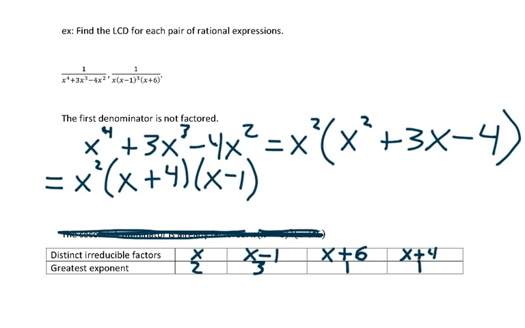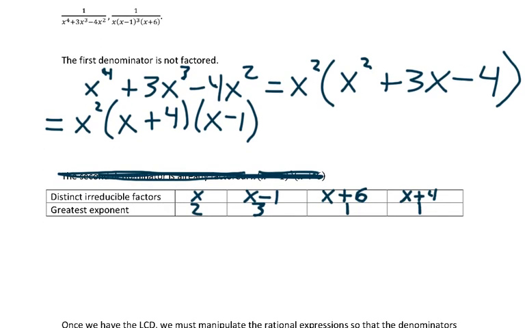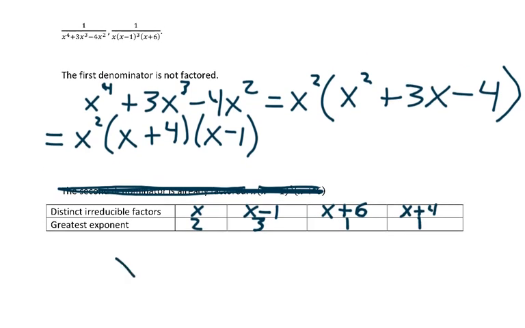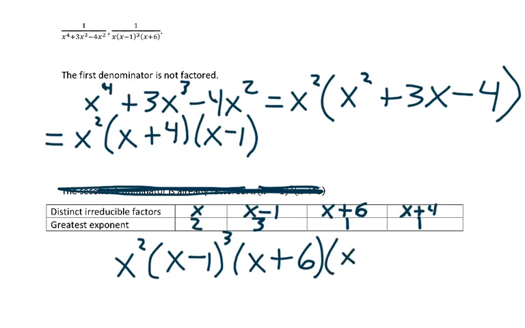So in this case, the LCD is going to be this. We're going to have x squared times x minus 1 cubed times x plus 6 times x plus 4. And that is our LCD. So in other words, if we were to add or subtract these two rational expressions, this would be our common denominator. This is the common denominator we would use.